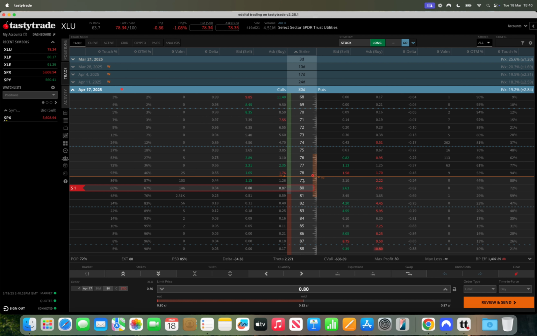So if price goes down, we make money. If price stays where it is, we make money. If price goes up a little bit, but not higher than $80, we're also going to make money. So this is why it's a slight directional play, not a pure directional play.